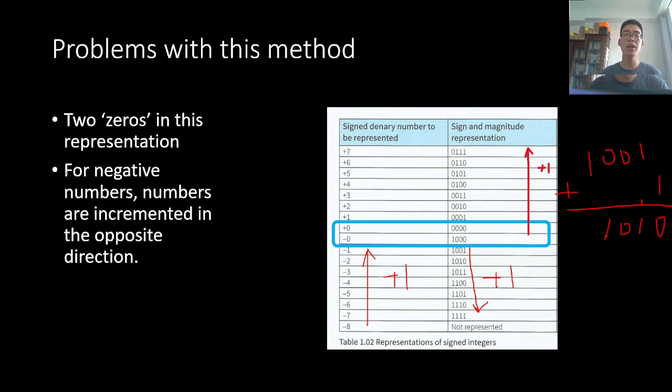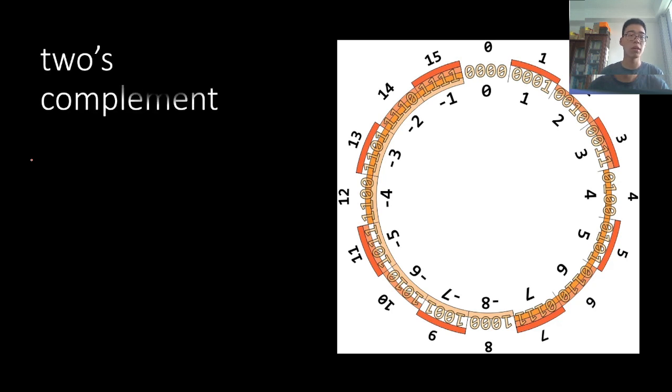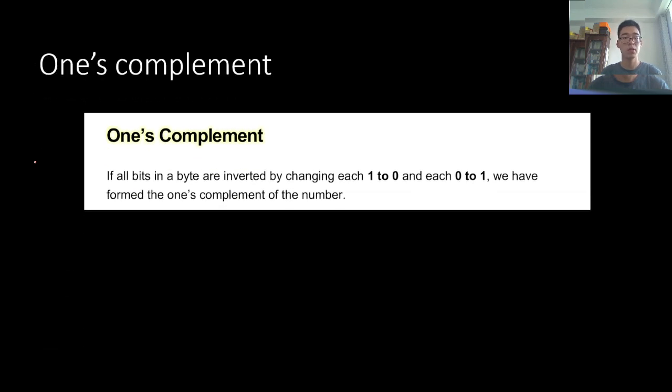So do we have any other methods to solve this problem? Well, the answer is yes. We introduce another method called 2's complement. To find the 2's complement form of an integer, we first need to find its 1's complement. So how do we find the 1's complement? If all bits in a byte are inverted by changing each 1 to 0 and each 0 to 1, we have formed the 1's complement of the number.